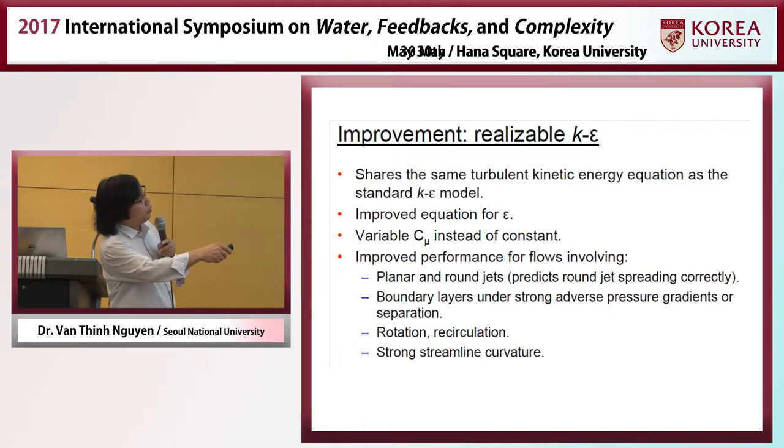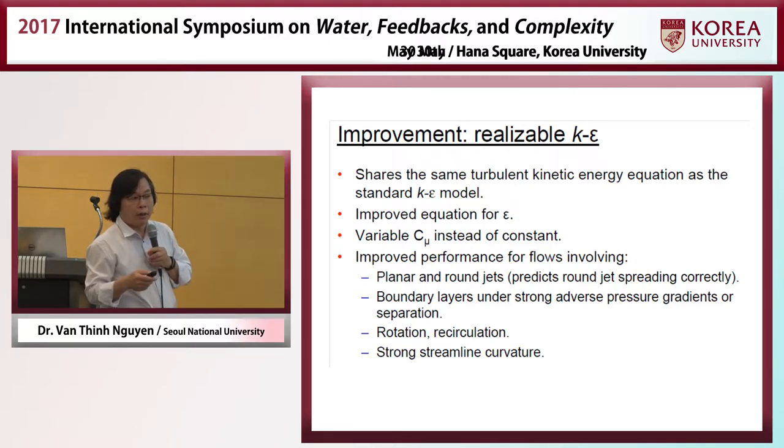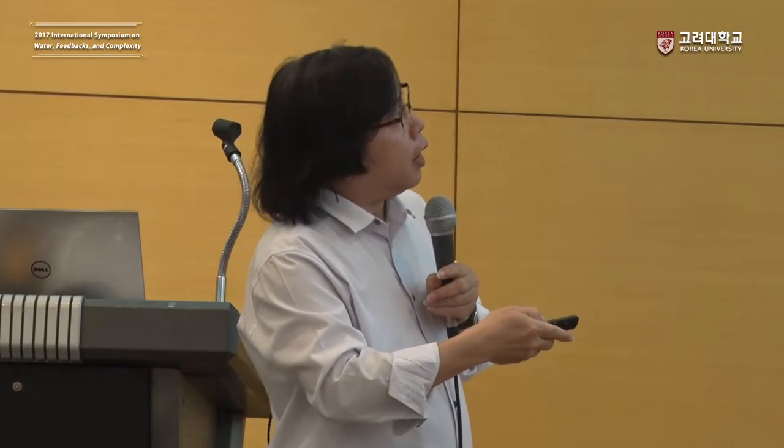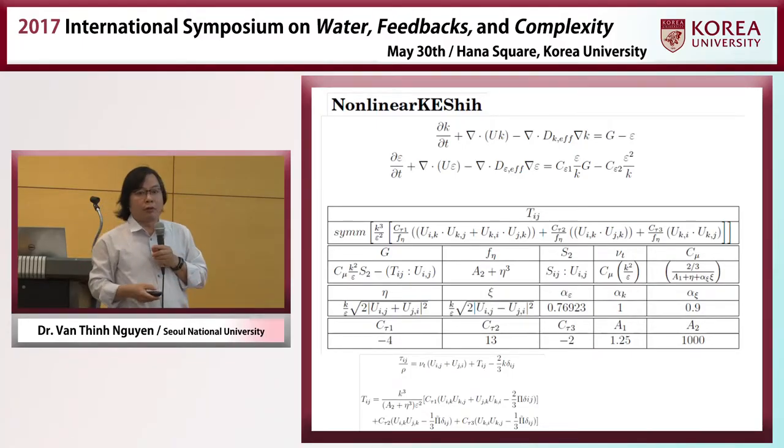But still not enough. So we move to nonlinear models. Up to here you have the k-epsilon model, and we add one more term, which is third order and so on. Here is the equation. Here is the quadratic order, and I'm not going to go through the formula here. Another one is the cubic, adding a quadratic term, and another one adding a cubic term. Next, the k-epsilon model is not enough.